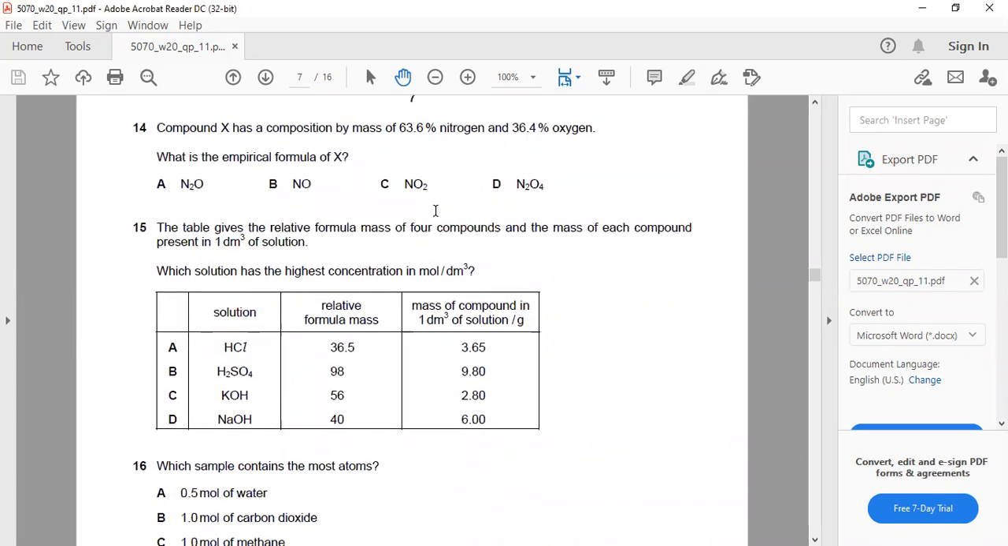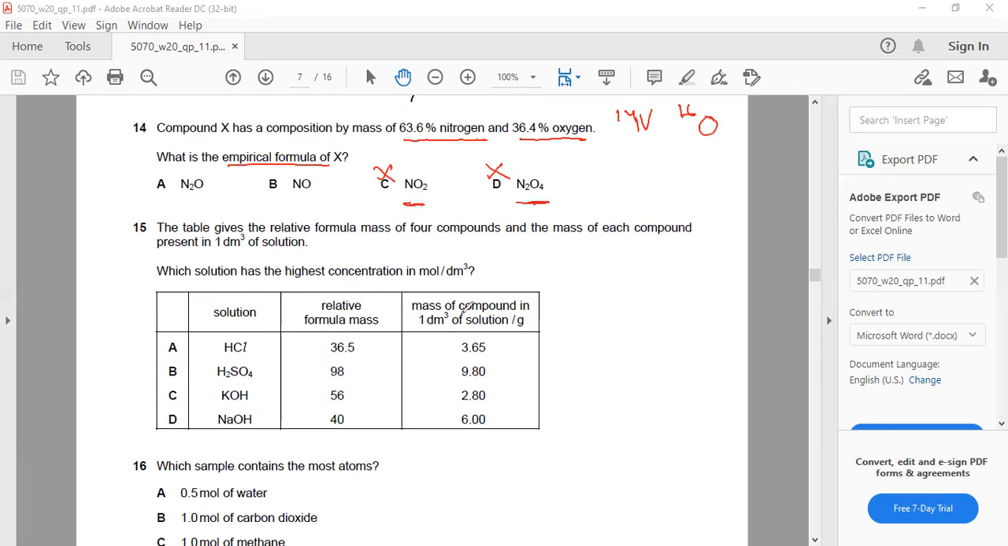14. Again, mole type of question, because it's about empirical formula again, mole chapter. I ask my students to think, read the question. You can eliminate the wrong answers very easily. 63.6% nitrogen by mass. We know nitrogen atomic mass is 14 and oxygen is 16. 30.4 oxygen by mass. It means there should be less oxygen. So D is wrong because it has more oxygen. C is wrong. It has more oxygen.